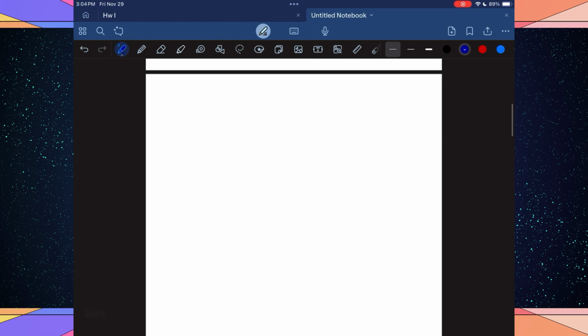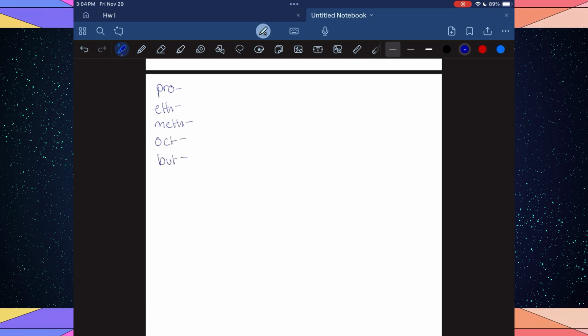The suffix of all alkenes is -ene, and this is a list of all the prefixes that you might find useful. So you've got pro, eth, meth, oct, but, and these are essentially used based on the number of carbons that are in the chain.